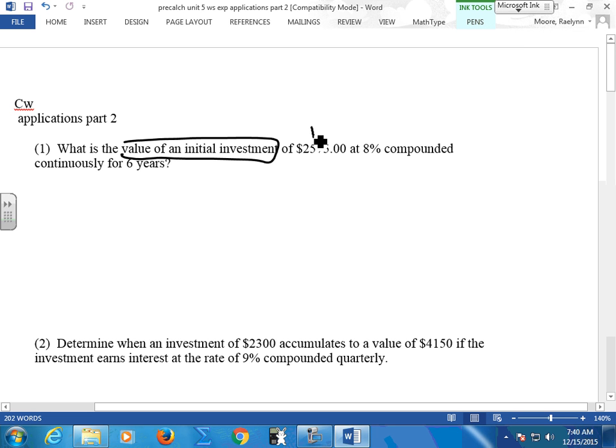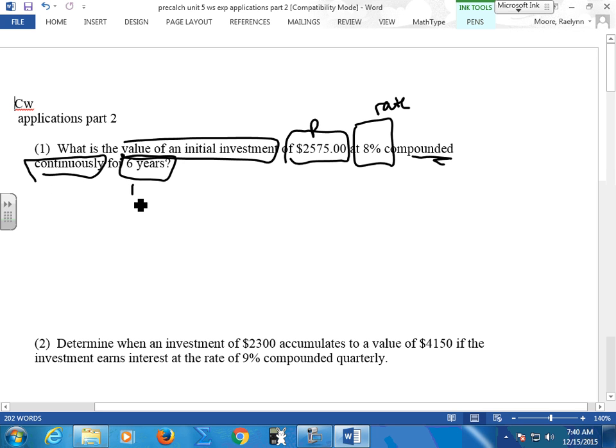Here's our initial investment of $2,575 at 8%. This is our rate, and here's where we're compounding continuously for 6 years. This is my time. Okay, so Pert. So what gave Pert away? Continuously. So right away, you're going to do Pert. A, when we do this, this stands for the accrued value. This stands for what did you make after investing this principal at that rate for so many years.